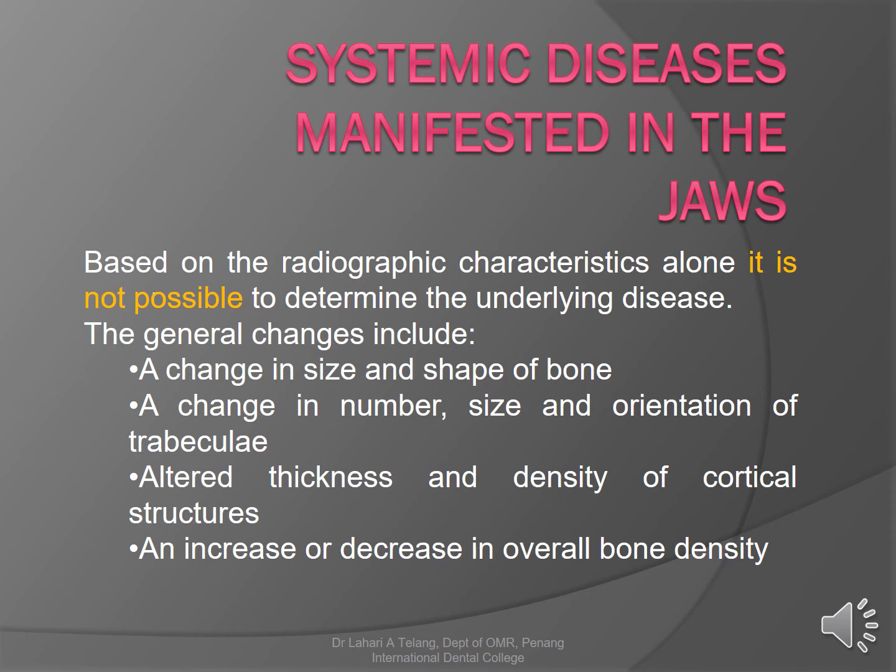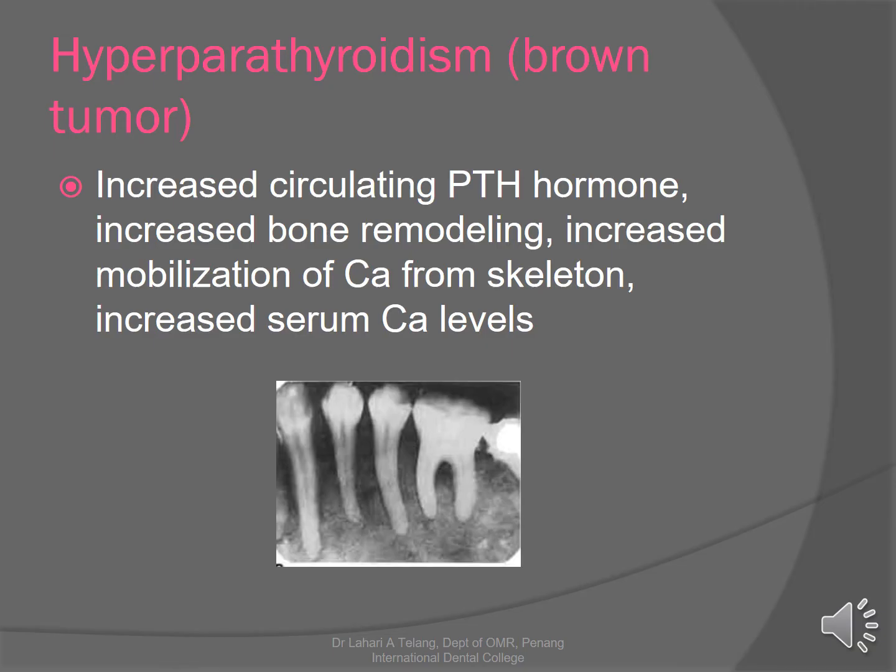Just by looking at the radiograph, it's impossible to say, yes, this patient looks like he has diabetes. It's very difficult. You can only suspect that it's probably suggestive of diabetes, for example. So let's look at some common diseases and their radiographic changes or manifestations which we see in the jaws. The first example is hyperparathyroidism, also called brown tumor.